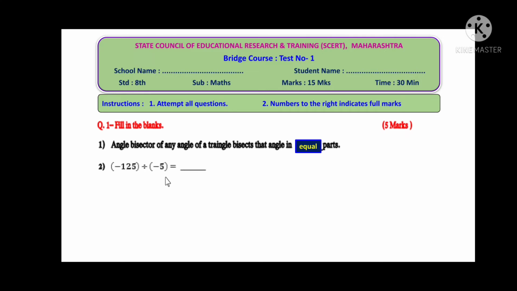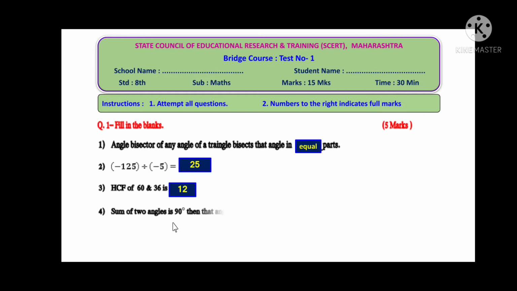Minus 125 divided by minus 5. Both are minus. Minus upon minus will be plus. 125 upon 5 gives you 25. The answer is plus 25. Third one, HCF of 60 and 36. Highest common factor, and that is 12.